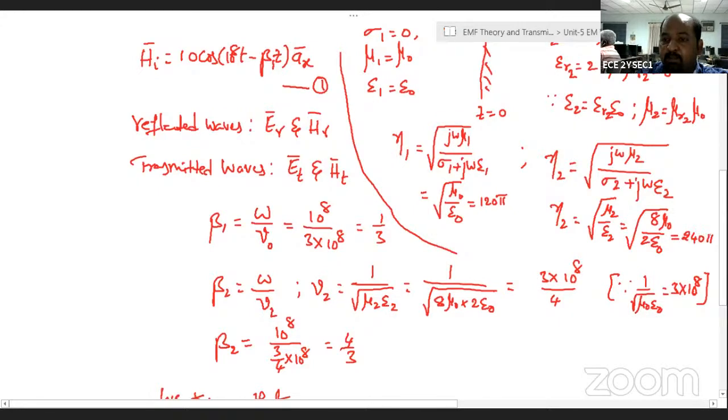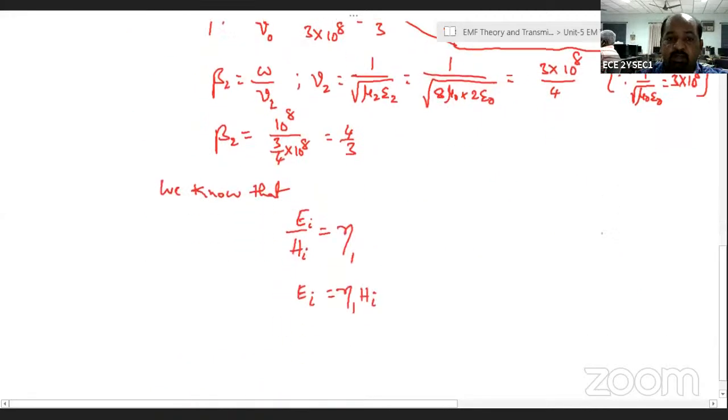240 pi, right? You'll get 240 pi. So eta 1 is 120 pi and eta 2 is 240 pi. Is it right? Am I doing right? Yes, right? So you'll get this one, right? So this is how we can calculate that.